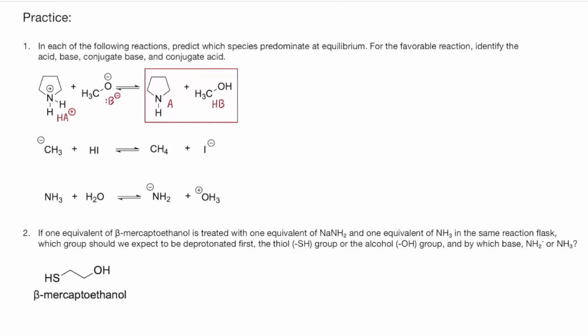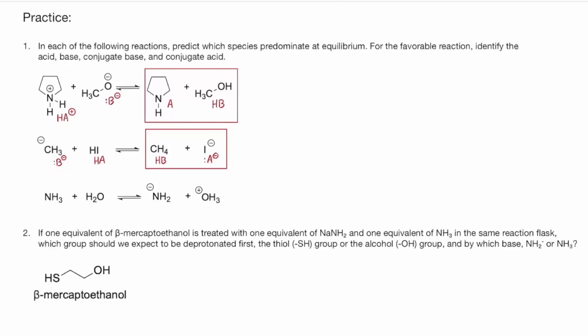On the other hand, iodide, I-, is much better at stabilizing a negative charge due to its larger size and higher polarizability. As a result, hydroiodic acid, HI, is a strong acid because its conjugate base I- can stabilize the negative charge very effectively. Therefore, in this reaction, we expect the species on the right to predominate at equilibrium. HI is the acid, the methyl anion is the base, iodide is the conjugate base, and methane is the conjugate acid.